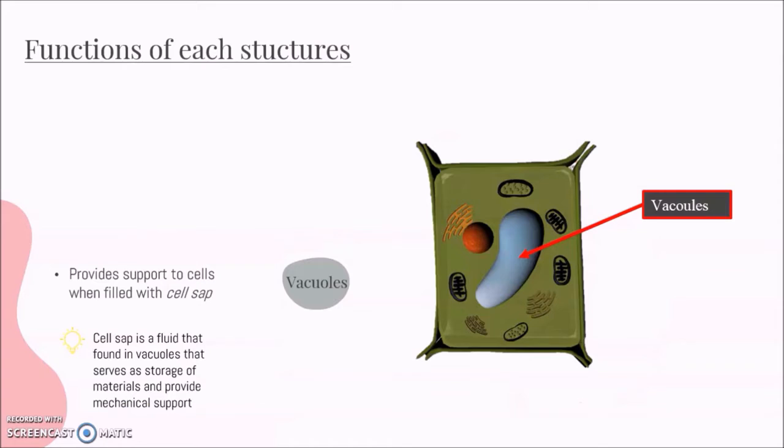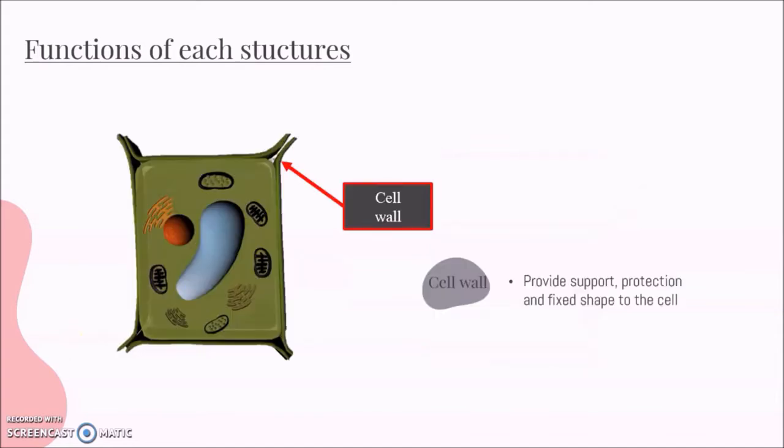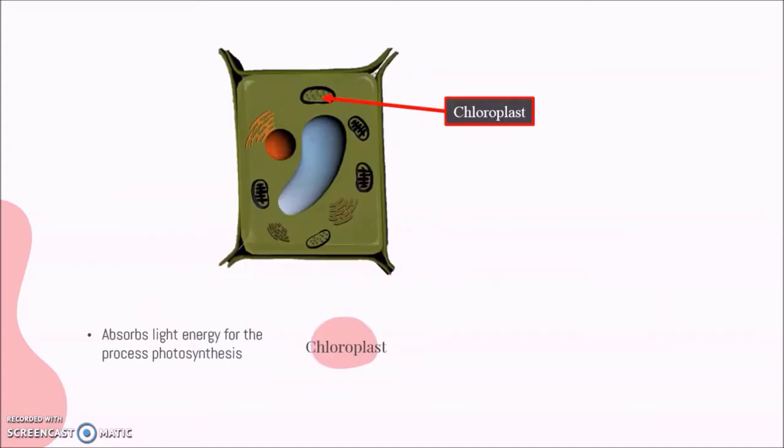And vacuole, which is only found in plant cells, provides support to cells when filled with cell sap. Cell sap is a fluid found in vacuoles that serves as storage of materials and provides mechanical support. Cell wall is also only found in plant cells, and it provides support, protection, and fixed shape to the cell. Also chloroplast, only found in plant cells, absorbs light energy for the process of photosynthesis.